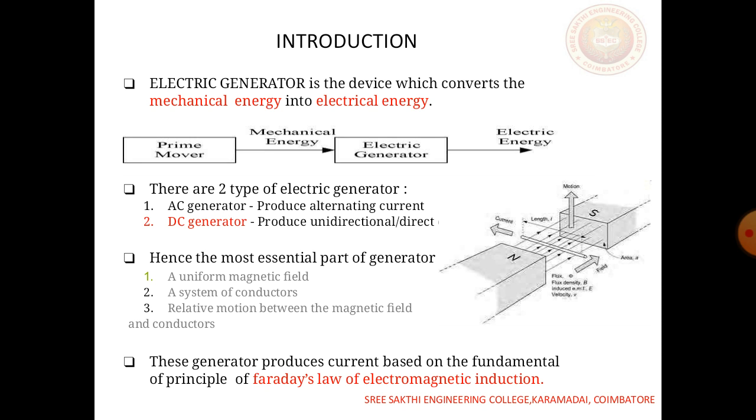Next, we are going to see the essential parts of a generator. The generator must have a uniform magnetic field, which may be given by magnets. Next, a system of conductors, and third, relative motion between the magnetic field and the conductors. These are the essential parts of a generator. The principle behind the working of a generator is Faraday's law of electromagnetic induction.